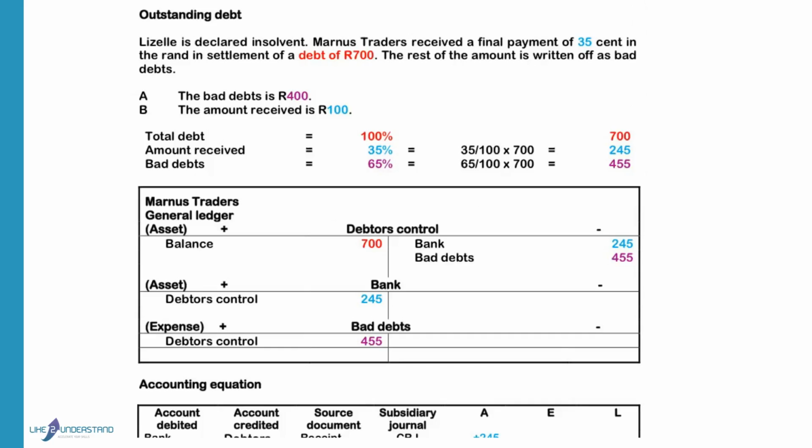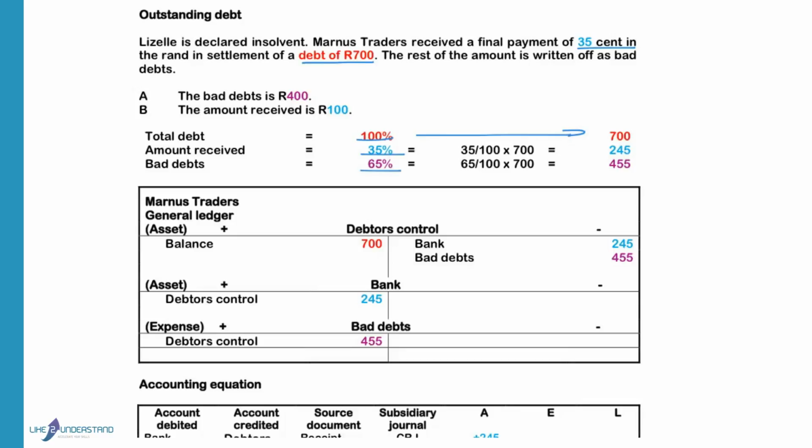Zell is declared insolvent. Marnus Traders received a final payment of 35 cents in the rand in settlement of a debt of 700. So they give you the total debt. Total debt is 100%, and that equals the 700 rand. The amount received is 35%, and the bad debts will be 65%.